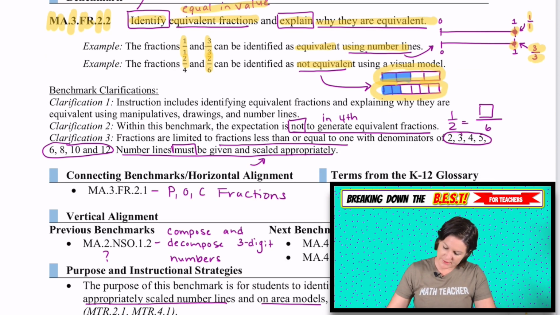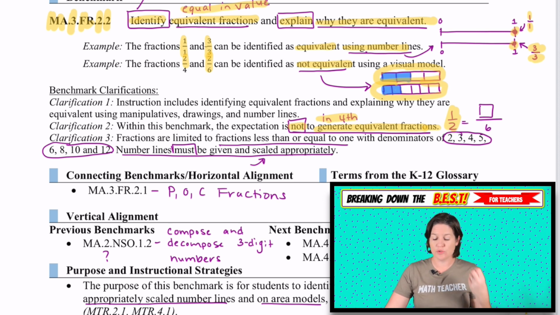All right, some clarifications right here. It says that within this benchmark, the expectation is not to generate equivalent fractions. This is something that we'll do in 4th grade, and that's like saying, okay, if we have a fraction 1/2, generate, produce, create a new fraction that's equivalent to that using the denominator of 6, let's say. So this would be a 4th grade example. We're not doing that here.